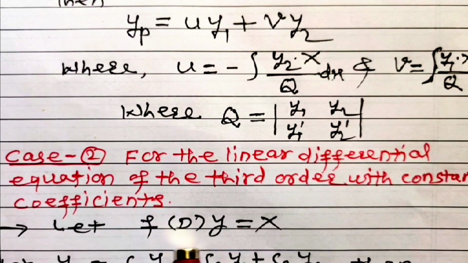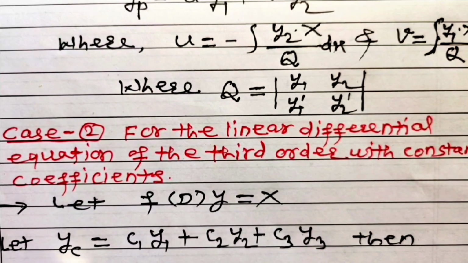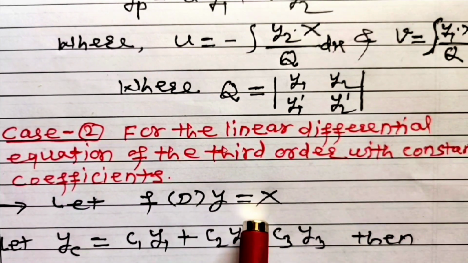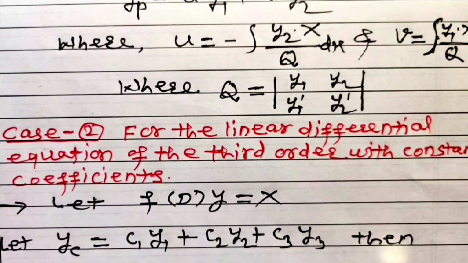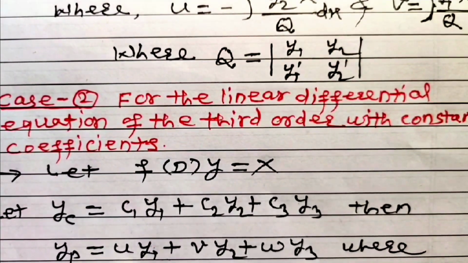Let us assume f(D)y = X. This is the given linear differential equation, and then in step number 1 we have to find the complementary function. The complementary function is supposed to be like this: c1 y1 + c2 y2 + c3 y3. c1, c2, c3 are three constants because the given linear differential equation is of order 3. Then the particular integral yp is given by u y1 + v y2 + w y3.